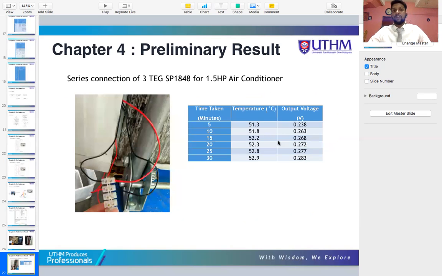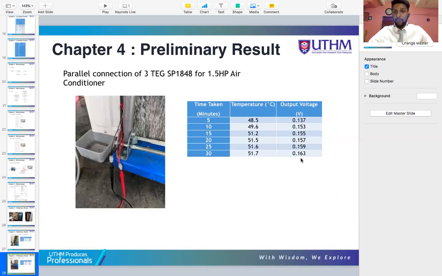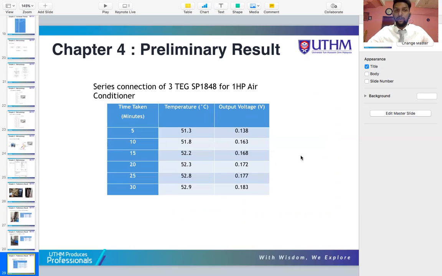Next will be my series connection of 3 TEGs for a 1.5 horsepower air conditioner. As you can see, the output I have recorded after 30 minutes is 0.283 volt for series connection, whereas for parallel connection, the final output will be just 0.163. So from this, I'm definitely going to choose series because series gives more output compared to parallel.